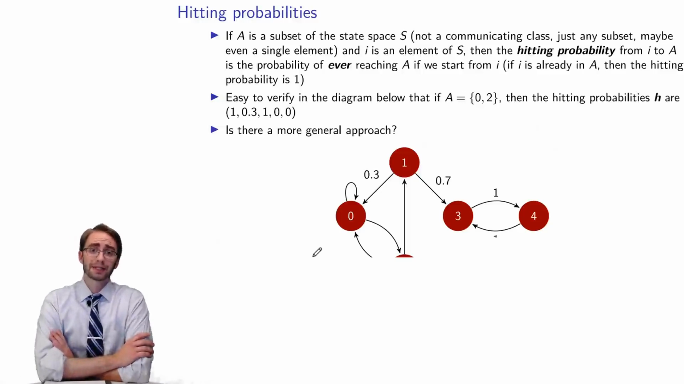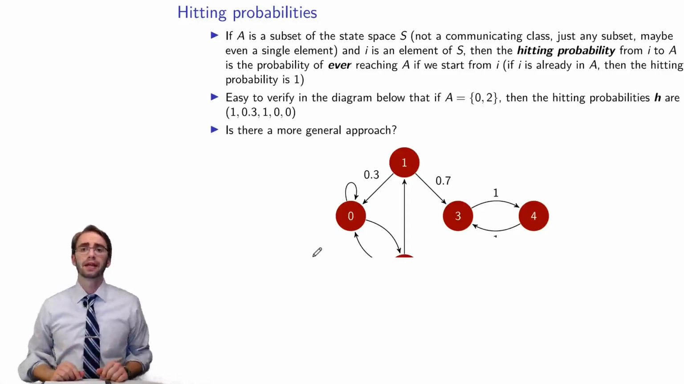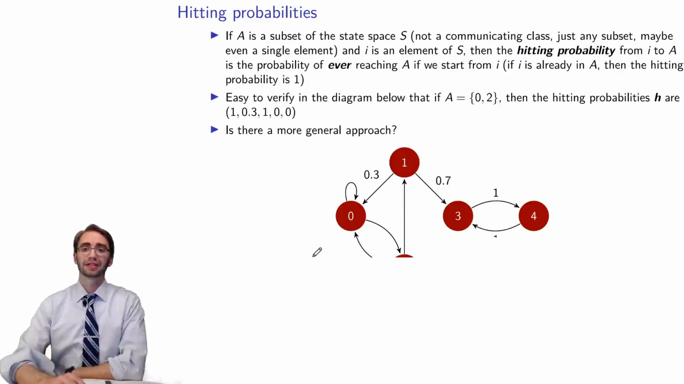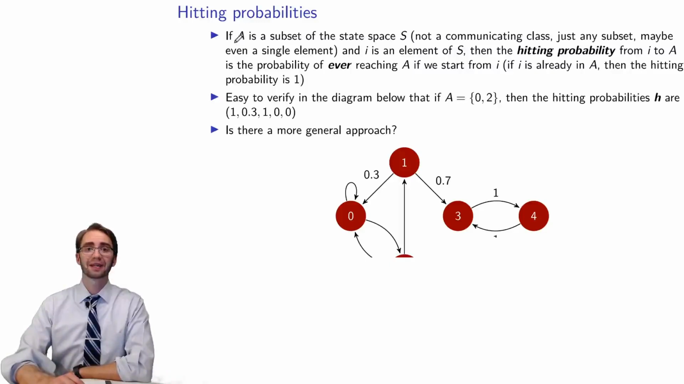Hitting probabilities. Hitting probabilities tell me the probability that I might ever reach a certain set. Let's begin with a really simple example. If I identify a subset A, a subset of nodes, which could be whatever I want it to be, and i is an element of the state space, the hitting probability from i to A is the probability of ever landing in the set A if I start from i.